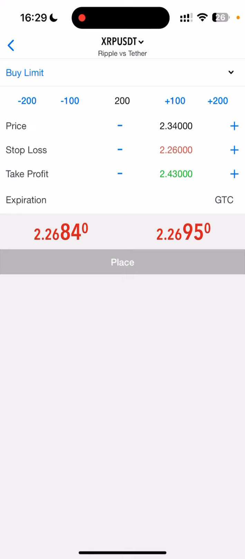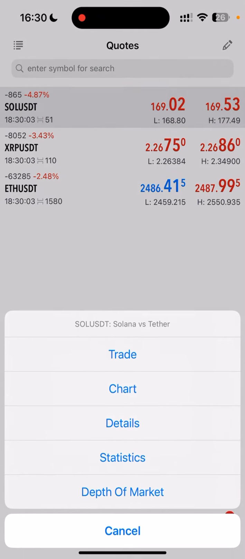So basically, if you're calculating your risk for this trade, you would be risking 800 pips, and 800 pips on the minimum lot size is $8. If you want to increase your lot size to maybe 200 lots, that is now $16. If you increase it to 300 lots, that is now $24, and so on. So this is how you calculate for XRP to know the exact lot size that you should use according to your account size. And the last but not the least, Solana.